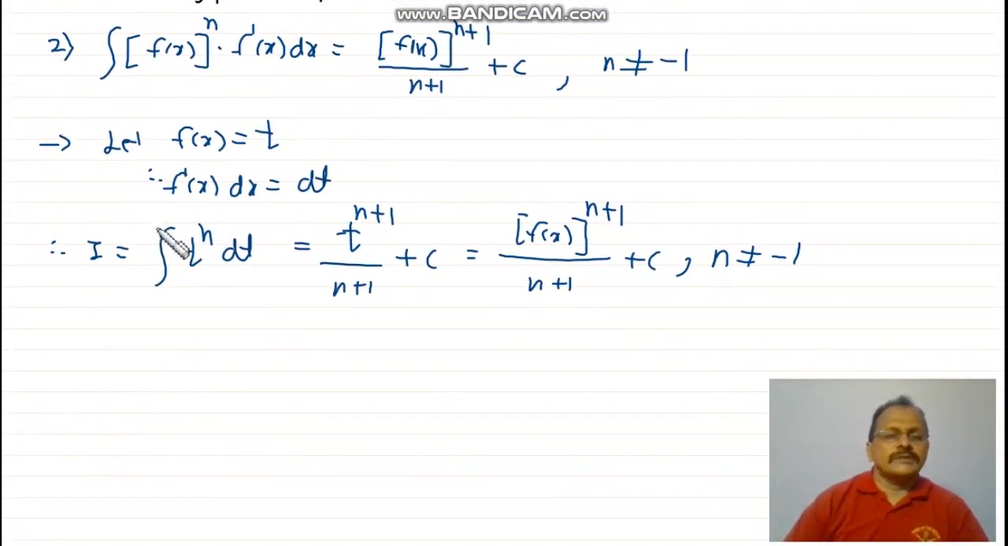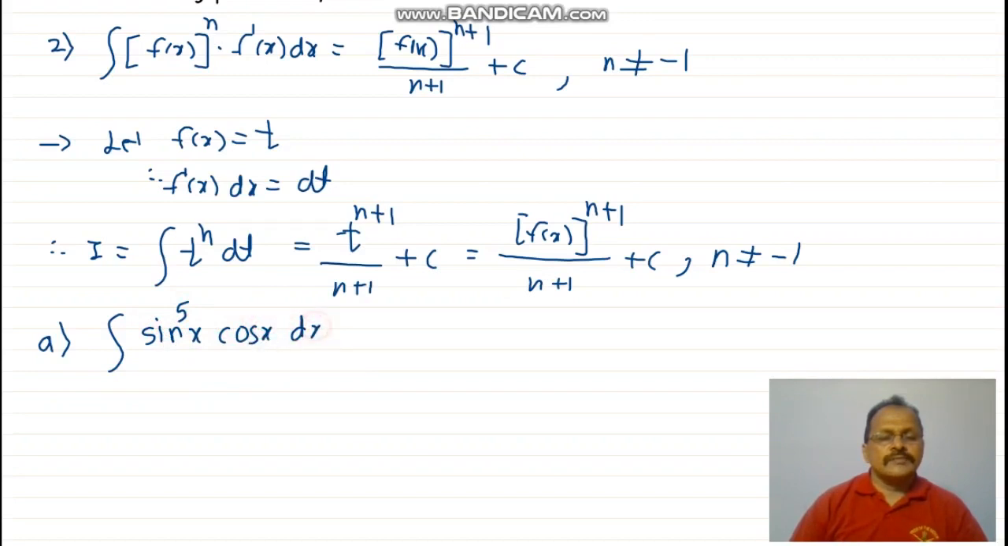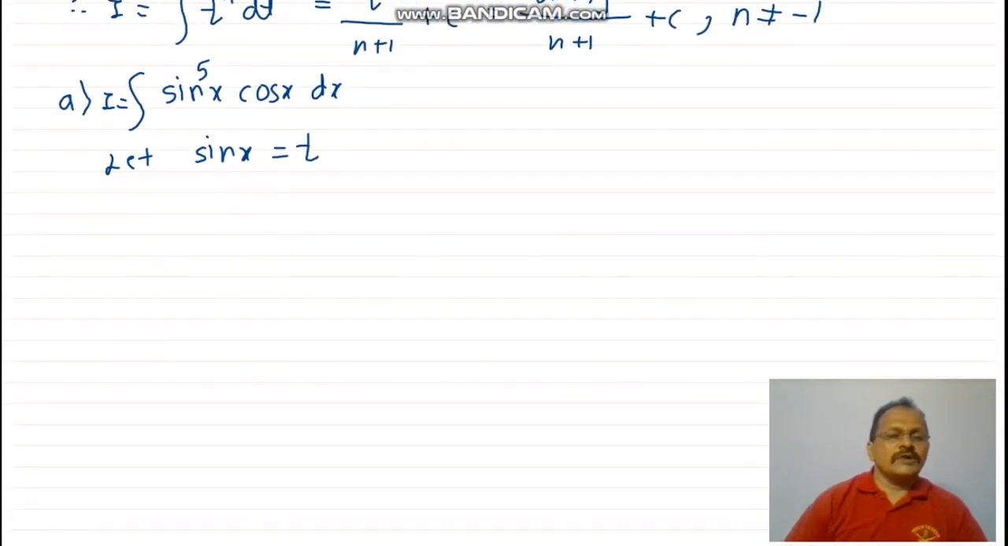Let us solve some examples for this. The first one is integration sin raised to 5 x into cos x dx. Observe here, derivative of sin x is cos x. So let sin x is equal to t. Many times we try to put sin x raised to 5 is equal to t, which is a wrong thing. You have to put sin x is equal to t.